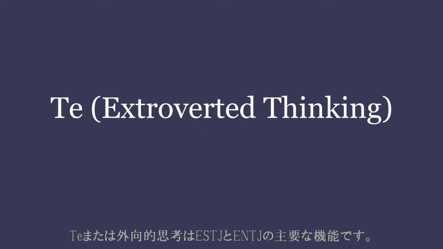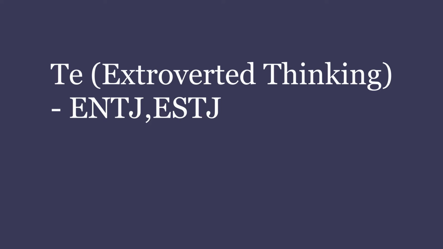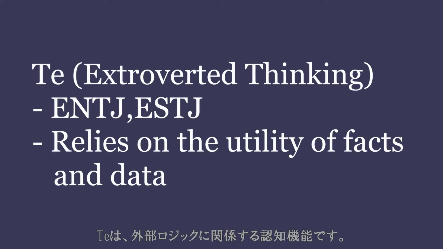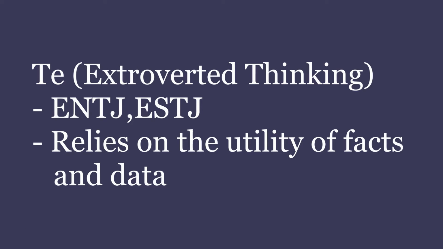TE, or extroverted thinking, is a dominant function of ESTJ and ENTJ. TE is a function that is concerned with external logic, which means TE relies on facts and data that is out there in the external world. Unlike TI, TE does not focus on understanding of information, but rather its utility. It wants to use logical facts in order to maximize efficiency and get things done.